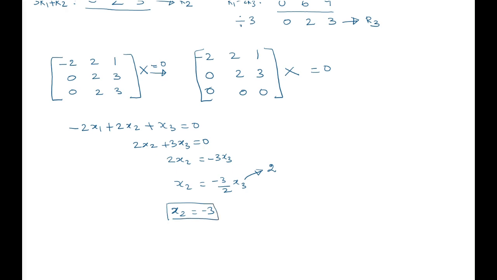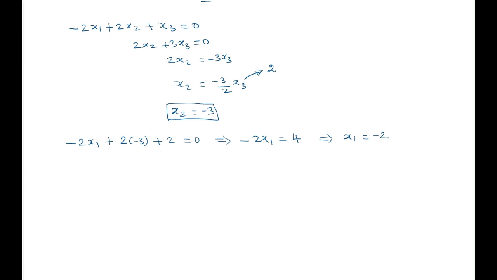Now you put x2 and x3's values in the first equation, so that we have minus 2x1 plus 2 times minus 3 plus 2 is equal to 0. That implies minus 2x1 is minus 6 plus 4, minus 6 plus 2, which is minus 4, which is equal to plus 4. This says that x1 is taking the value minus 2. Therefore, the eigenvector corresponding to lambda equal to 3.